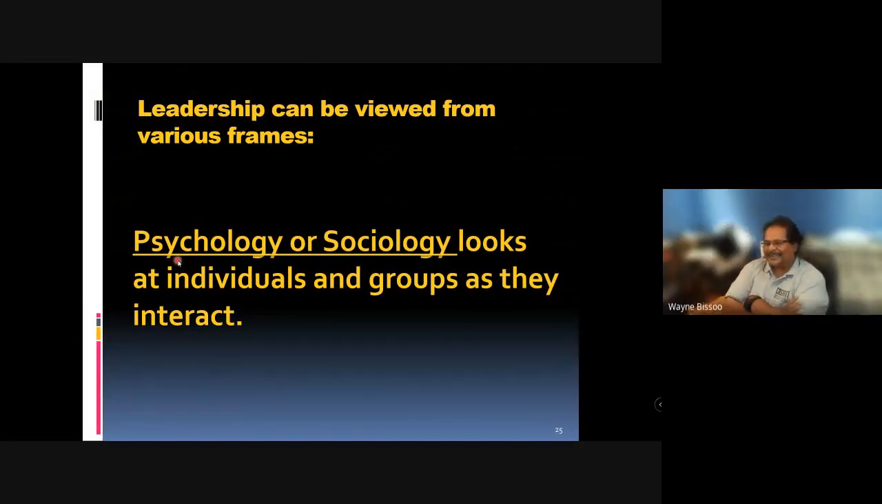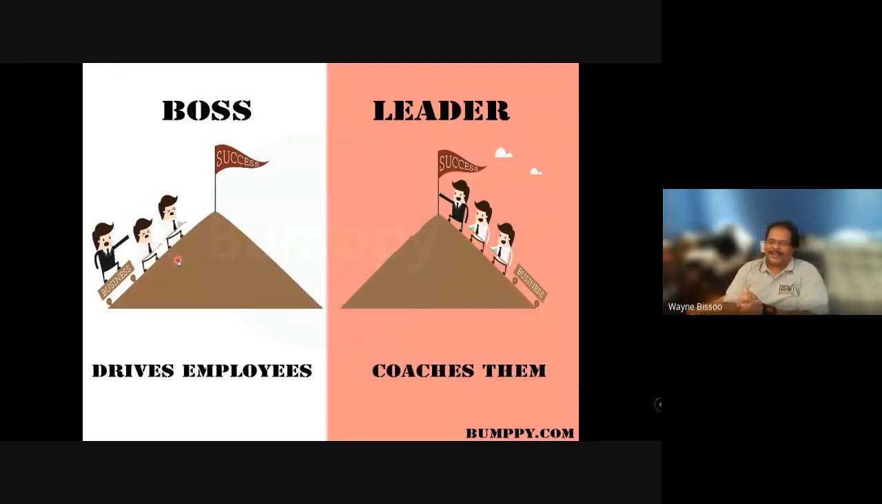All right, so from the psychological and sociological view, leadership is looked at in terms of individuals and groups and how they interact. These show us some views of what bosses and leaders are. I like this one because what is the difference between a boss and a leader? A boss is somebody who drives employees, and a leader is somebody who coaches and inspires. So which kind do we normally see?